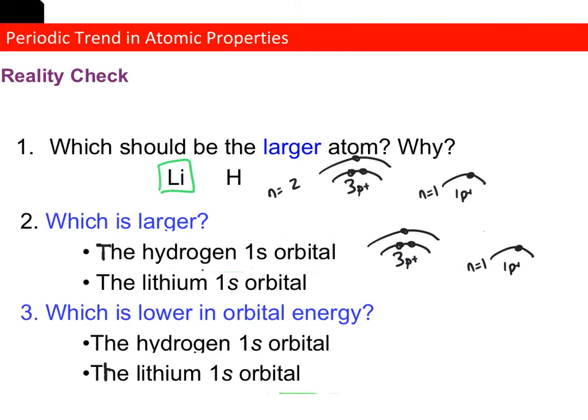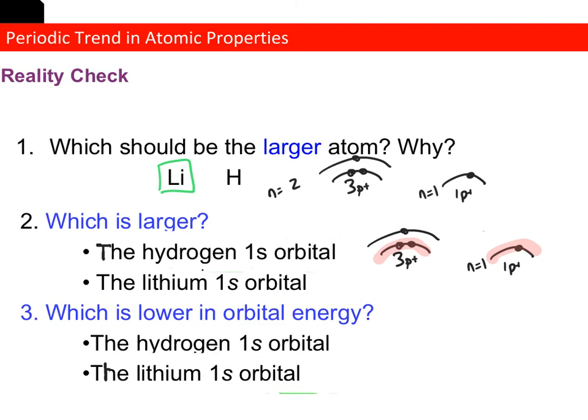Now every year, this next question seems to trip up my students. So once again, I recommend that you sketch out a picture and explain it using the picture. This one says, which is larger, the hydrogen 1s orbital or the lithium 1s orbital? Now lithium has 2 orbitals, a 1s and a 2s, but we're specifically talking about this orbital right here. I'll highlight them both in red. Is it the 1s of the lithium or the 1s of the hydrogen?